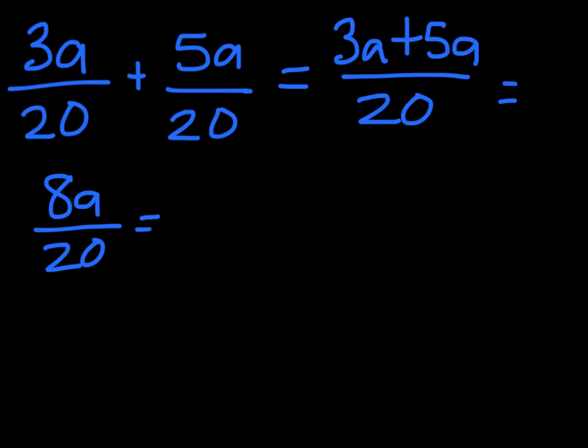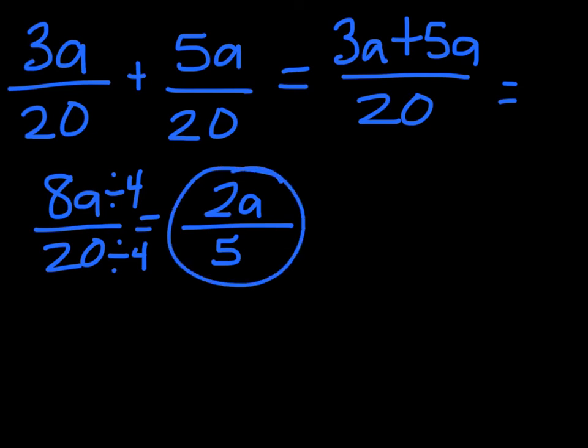We can simplify this because both 8 and 20 are divisible by 4. So we can rewrite this now. Well, here, let's divide our by 4 just so we keep track of what we're doing. Remember, 8a is really 8 times a, so this becomes 2a over 5. So the expression 3a over 20 plus 5a over 20 becomes 2a over 5. Let's try one more problem like this before I send you off on your own.